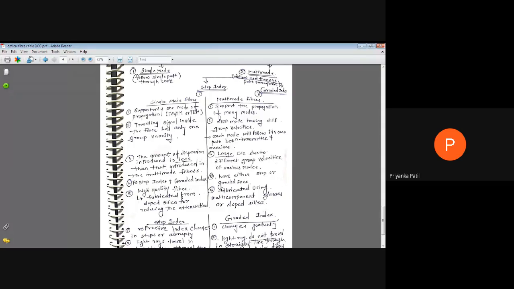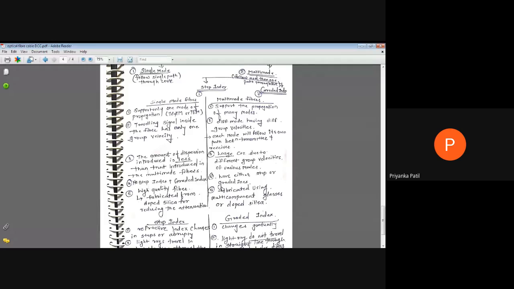The next difference is the amount of disruption introduced. When we consider single mode fiber communication, the disruption is less because it only follows a single path. But in multimode communication, it is high because of the different group velocities we have to consider for every single mode. So there is a high disruption in multimode fibers.